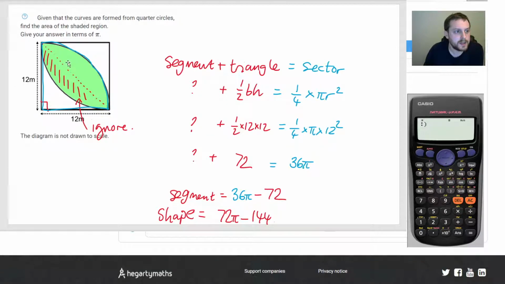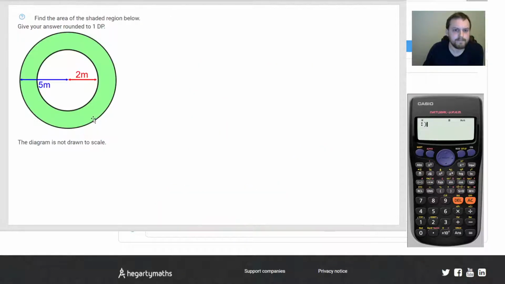So yeah, what you need to do is think of it as being two segments, and then work out the area of one segment. And the method for that is to work out the area of the sector and take away the area of the triangle that you're removing from the sector to leave you with the segment.